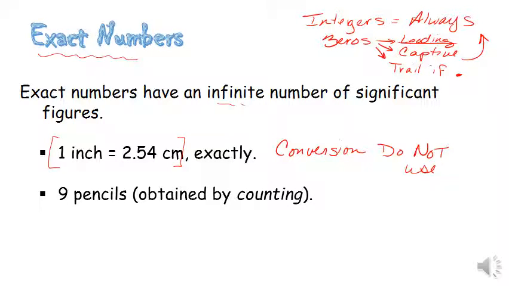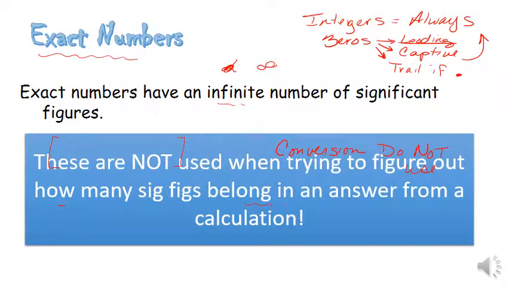The second type of exact number we have is something that you obtain by counting. You know, if you have 9 pencils, there's no ambiguity there. You know there's 9. You can count to 9. Most of us can count to 9 without any trouble. Exact numbers, those that are conversions, those that are obtained by counting, these do not play sig fig games. You can say they have an infinite number of sig figs. Oh, that's not an infinity sign. That is, they have an infinite number of sig figs.